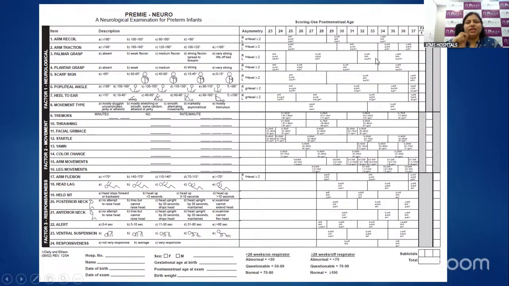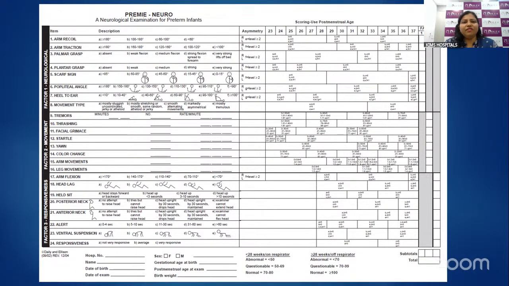So if you are seeing a child at, let's say, 34 weeks of gestation, you will draw a line from top to bottom, and then you will start performing whatever you have observed here. A, B, C, D, E, like that it is given. What you have observed has a particular scoring for that.